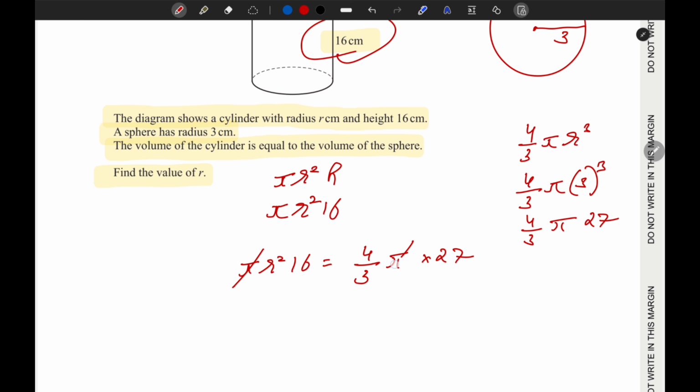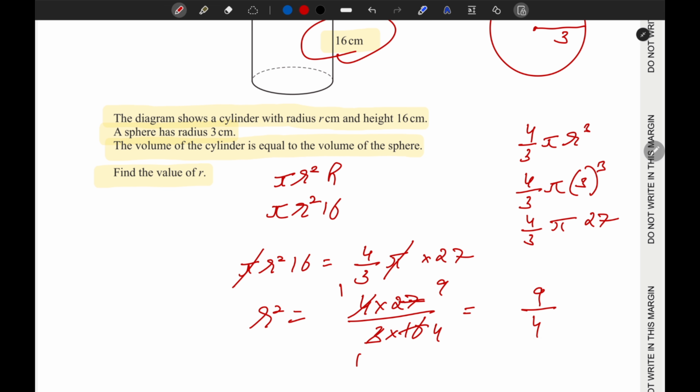We can cancel out these pi's. Okay, now what will be r square? Now this is multiplication 4 times 27 by 3 and 16. Because of the cross multiplication, it will go down. Okay, now the solving part. 4 1 is 4, 4 4 is 16. This goes 9 times. So this is 9 by 4. Very sorry for this. I have written 9 by 2. This will be 9 by 4. Okay. Now r square is 9 by 4.